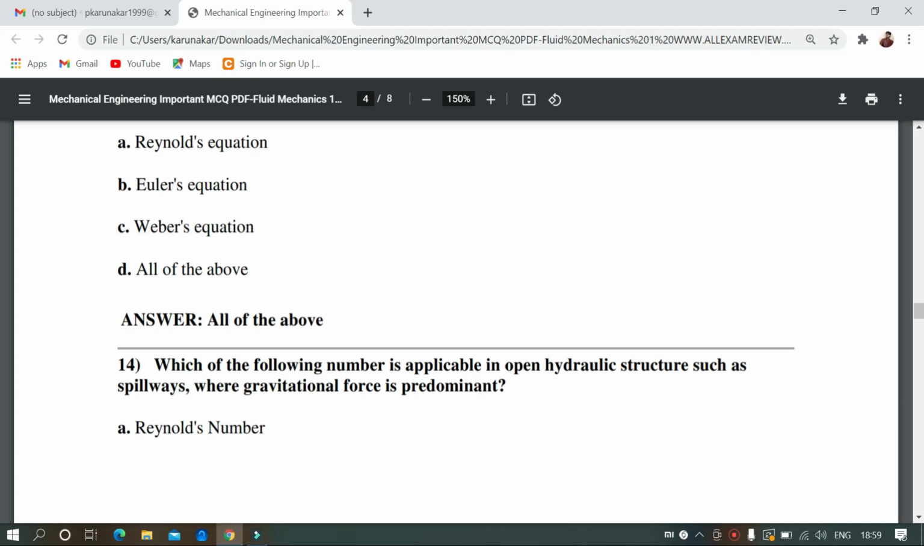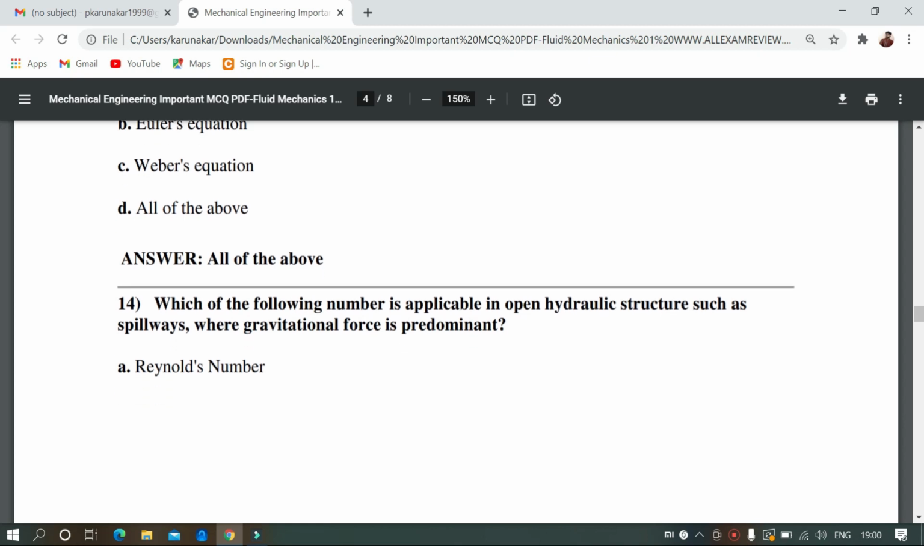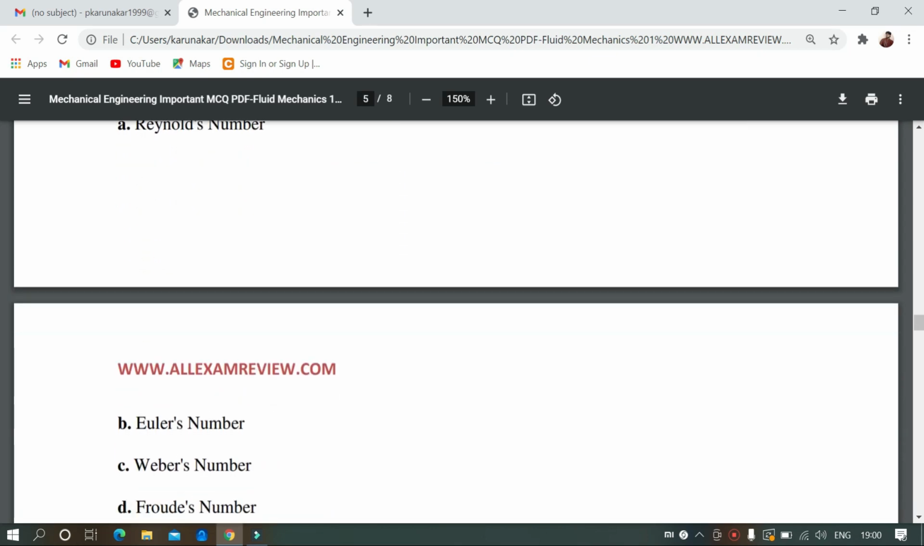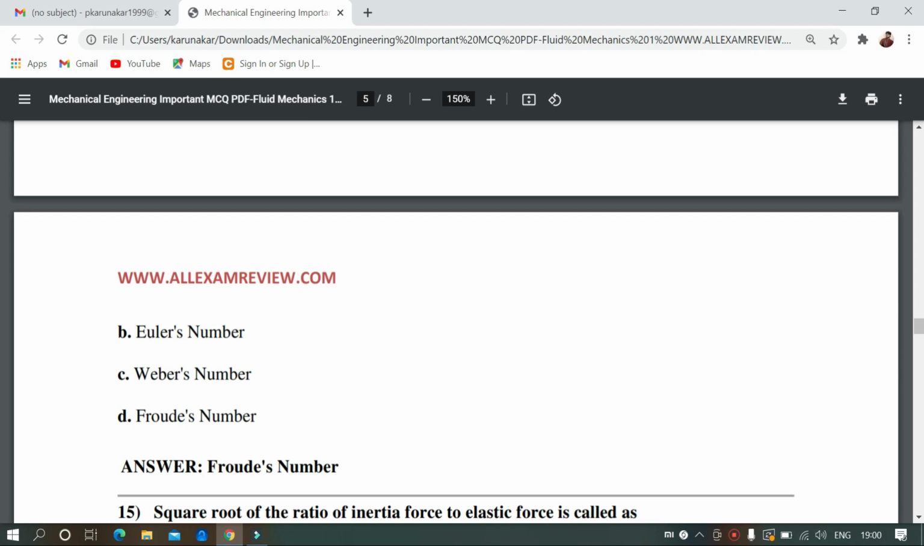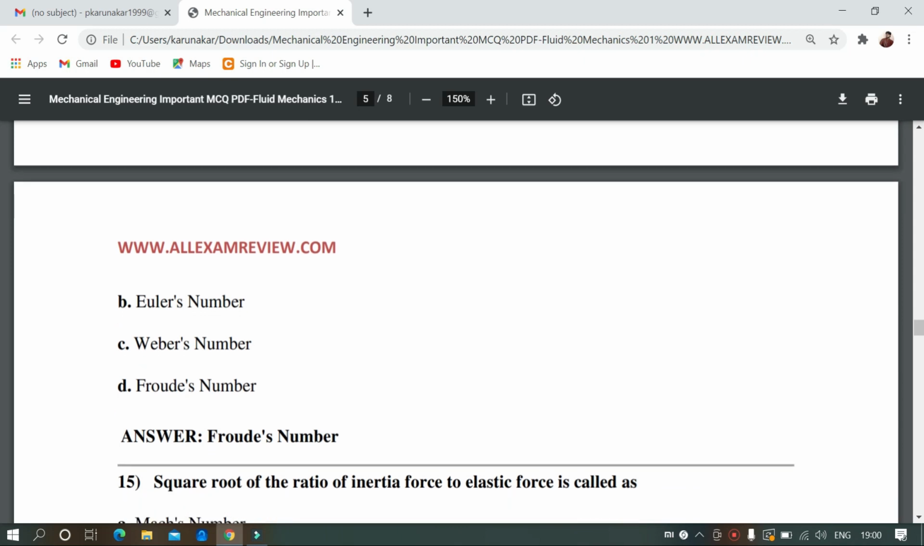Coming to question number 14, which of the following numbers is applicable in open hydraulic structures such as spillways where gravitational force is predominant? Option A, Reynolds number, option B, Euler's number, option C, Weber's number, and option D, Froude number. So guys, the correct answer is Froude's number.